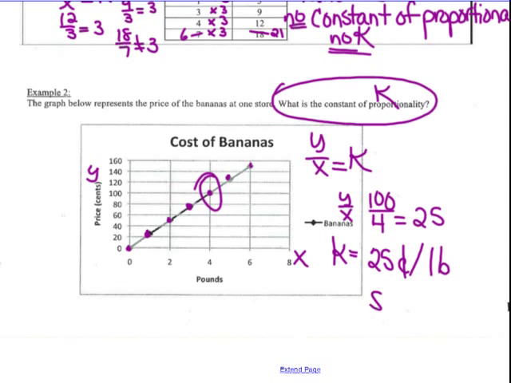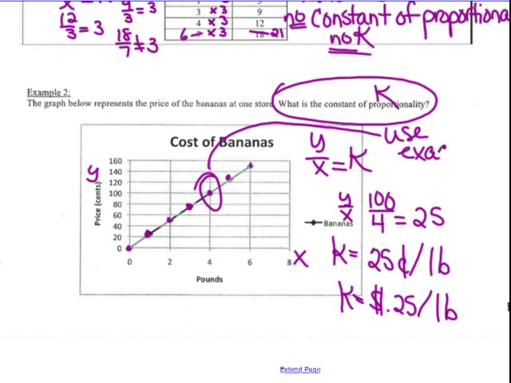If you like using the dollar sign, make sure you use the decimal with the dollar sign, but not the decimal point and the cent sign. $0.25 or 25 cents per pound. So my constant of proportionality is the rate of 25 cents per pound. That's a rate. Always make sure you use an exact point here, not one that you're like, it kind of looks like this.